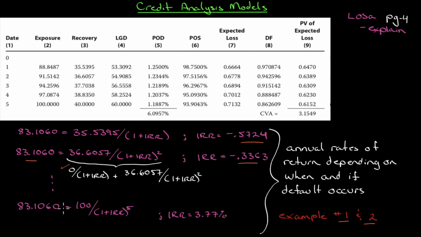And if we go all the way to the end and we actually get paid, we already saw that it was 3.77%. So those are your annual rates of return, depending on when and if default occurs. So we can calculate a series of those. Let's take a walkthrough for example 1 and 2 here.